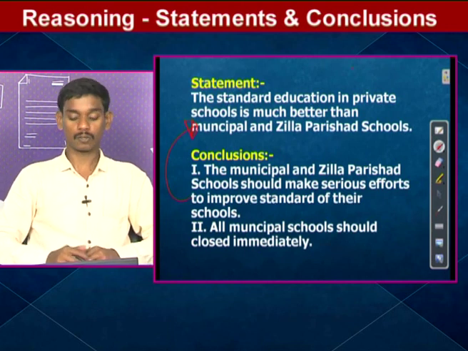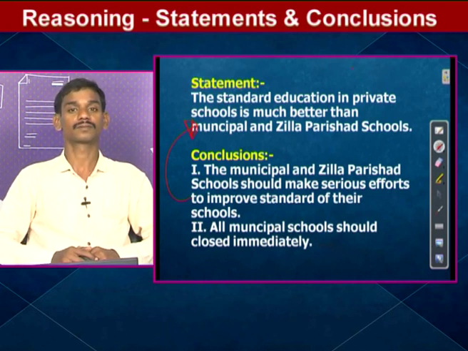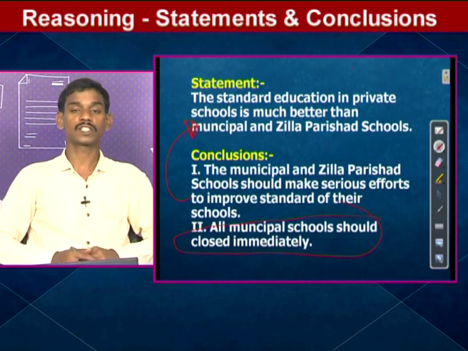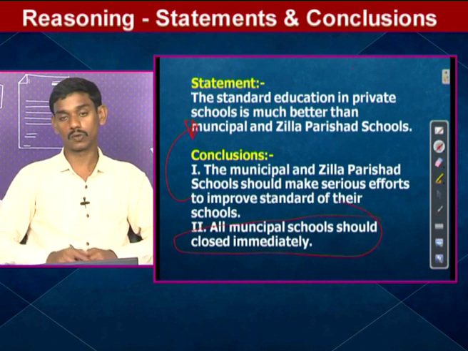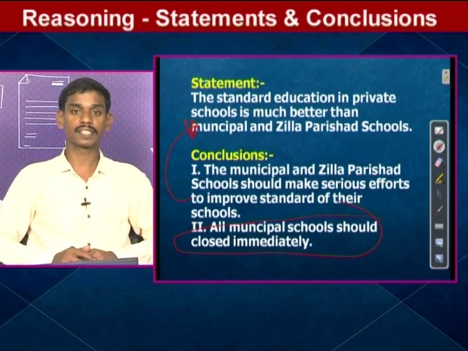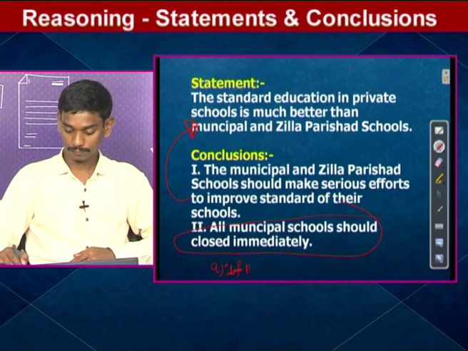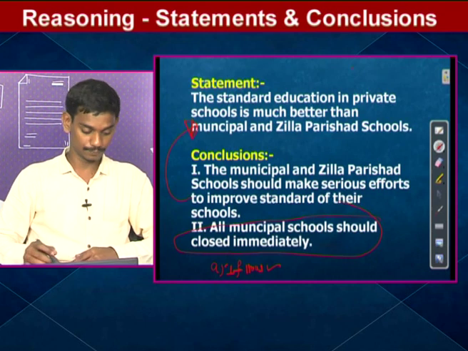And come to the second conclusion. All municipal schools should be closed immediately. This is not a correct solution. So the first one is a correct conclusion to the given statement, and the second one is not a correct conclusion to the given statement. So only one follows. Only one follows means option A, that is 1. So our answer is A only.